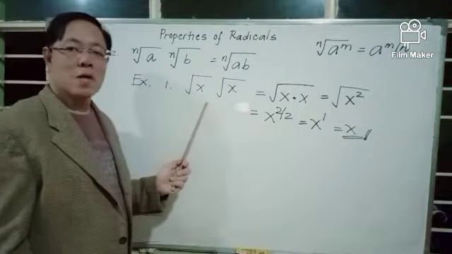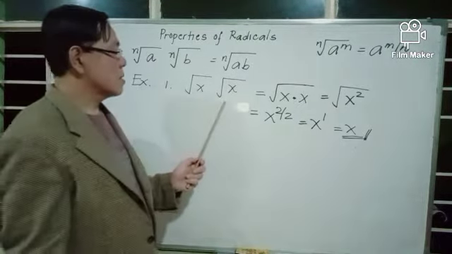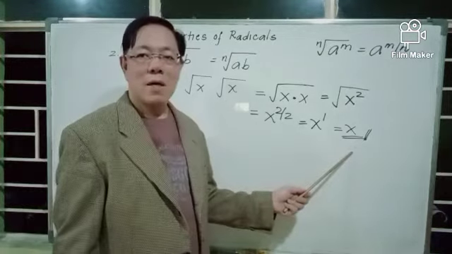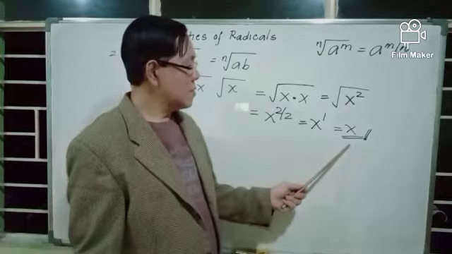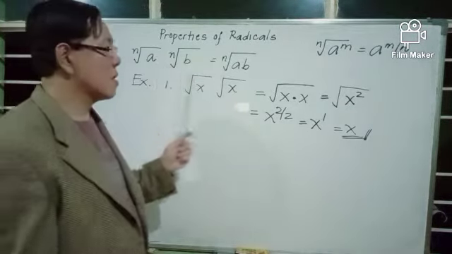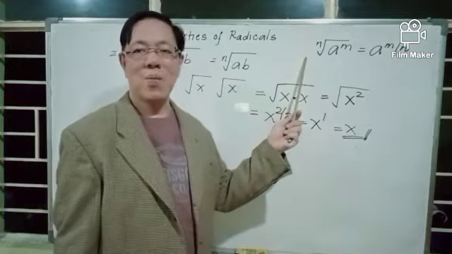Thus, we have shown that the square root of x times the same quantity, square root of x, simplifies to x. And we did that by applying this property of radical as well as the first property of radical.